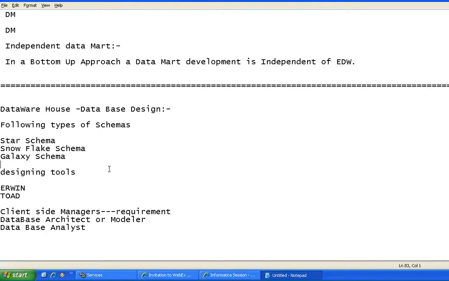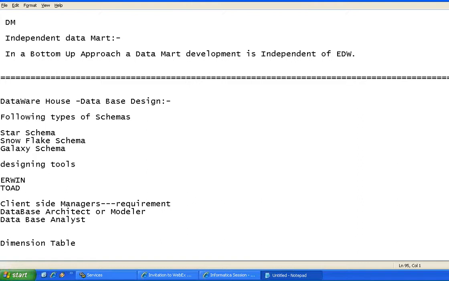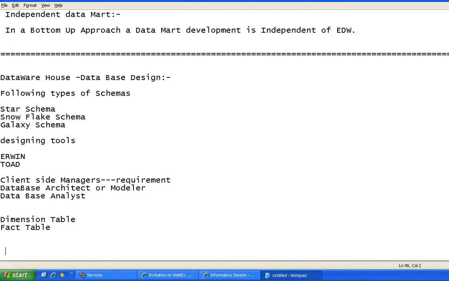Before we start discussing these schemas, let's discuss two things called dimension tables and fact tables. What is a dimension and what is a fact? Let me give you a very simple example. Let us think I have some tables here. Customer is one of my tables.